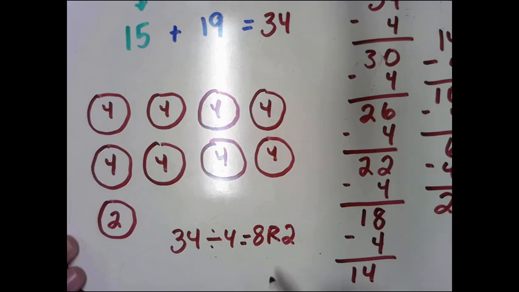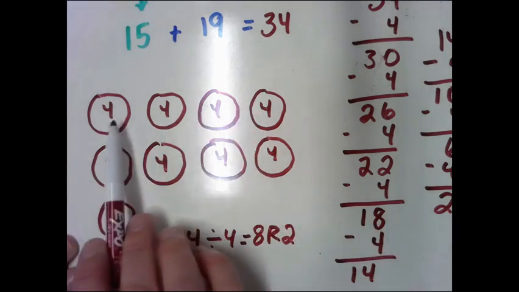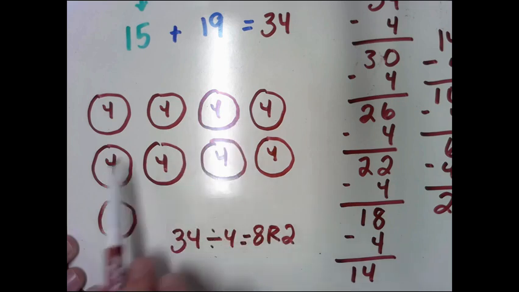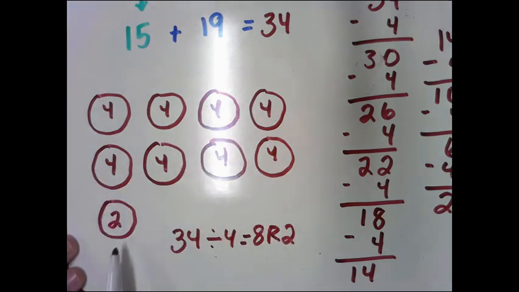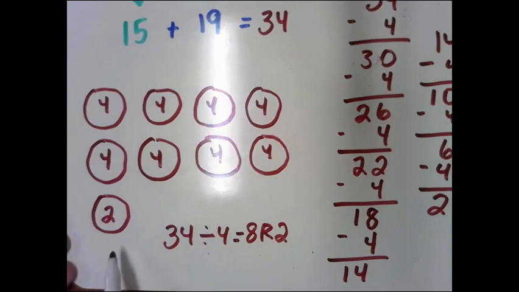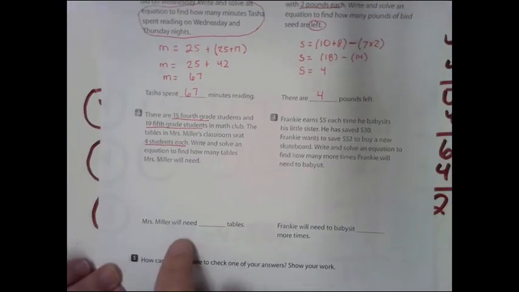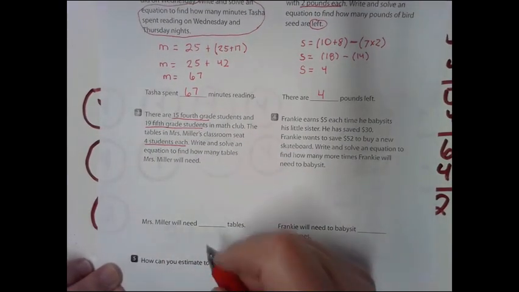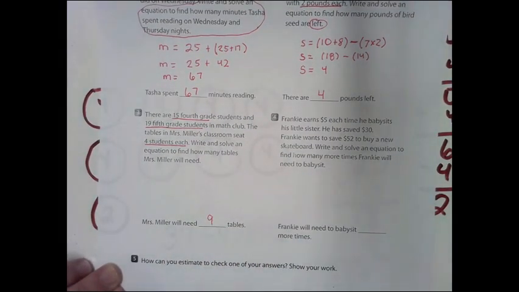But our answer, boys and girls, isn't going to be 8 tables. It's going to be 9 tables. Because, as you can see, we have 4 tables here, 4 tables there. That's 8 tables. So we have a 9th table that we still need because those 2 kids that were left still need to sit at a table. So our answer to our problem is that Mrs. Miller is going to need 9 tables total.